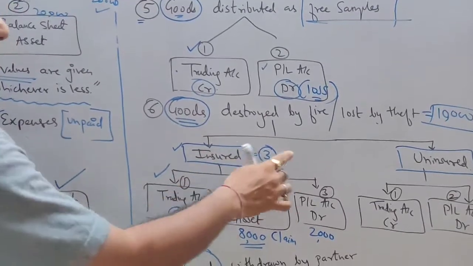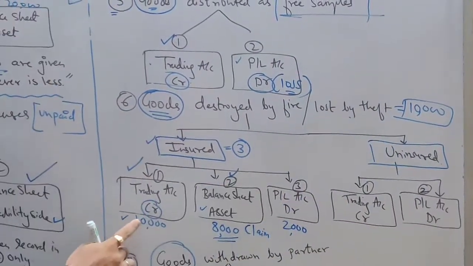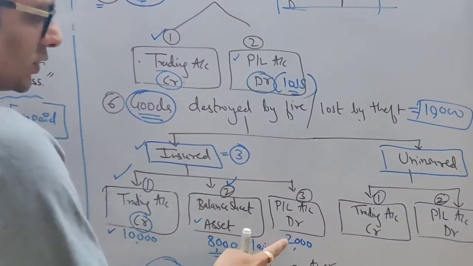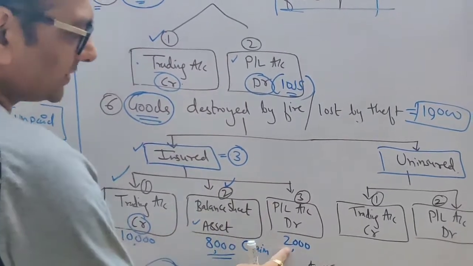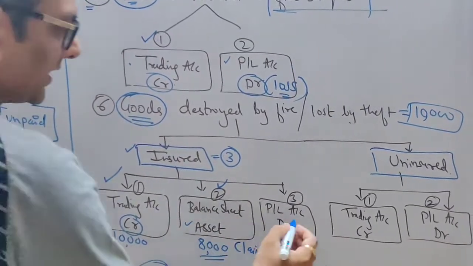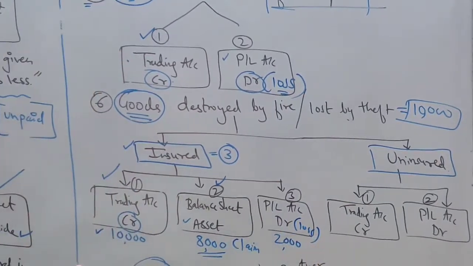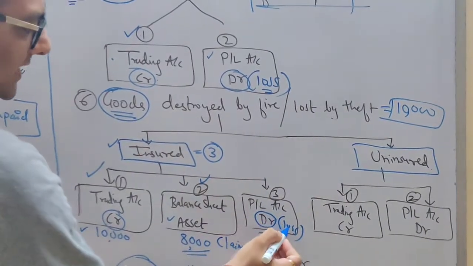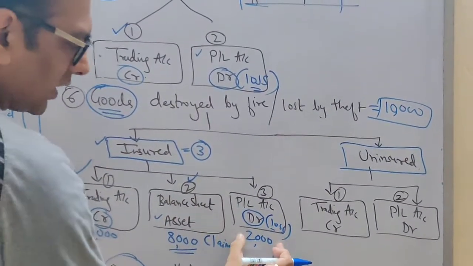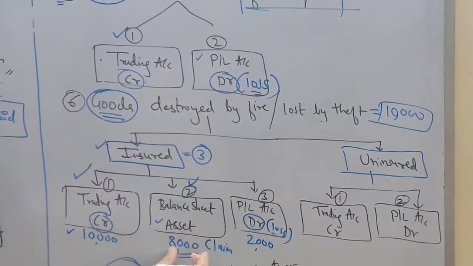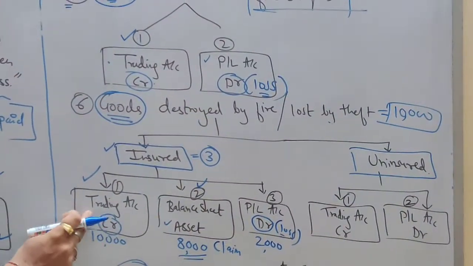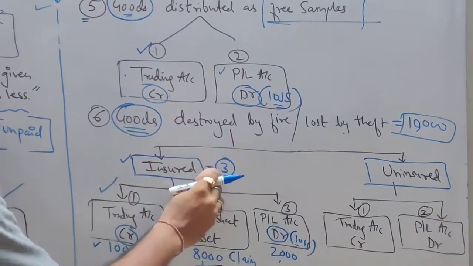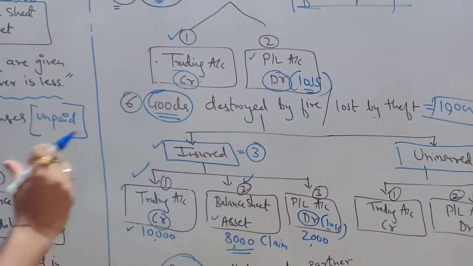You lost your goods of rupees 10,000 because of fire or theft. The insurance company agreed to give you 8,000. So how much did you lose? Here you lost 2,000. So where to record the loss? You will record the loss in the P&L account, on the debit side. Debit all expenses and losses. So you will show a loss of 2,000. You will show the claim amount receivable of 8,000. You will show that goods of 10,000 were lost because of fire and theft. So these are the three effects which you are going to write if the goods are insured.